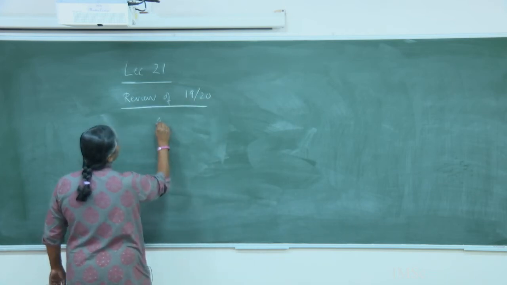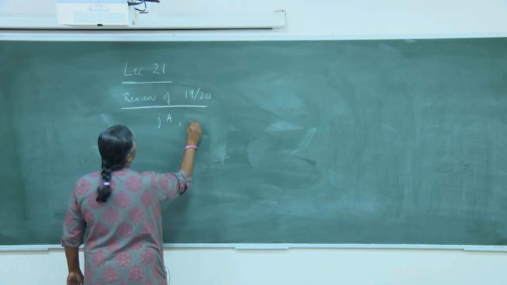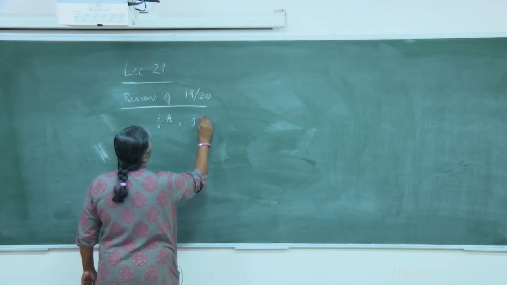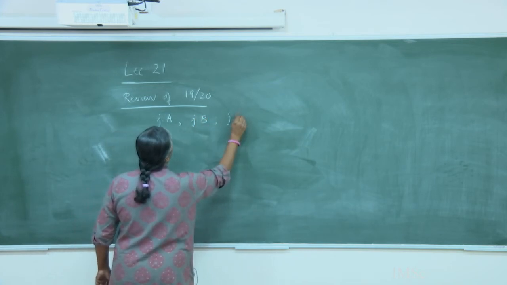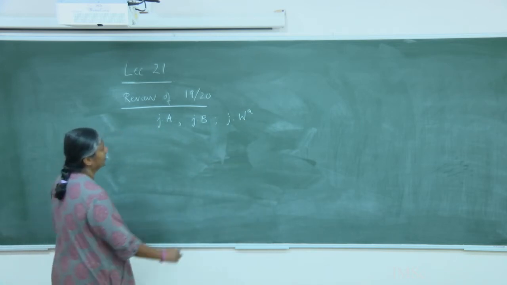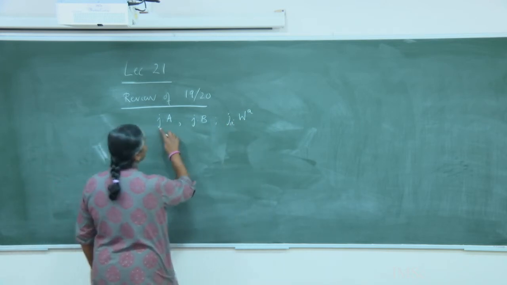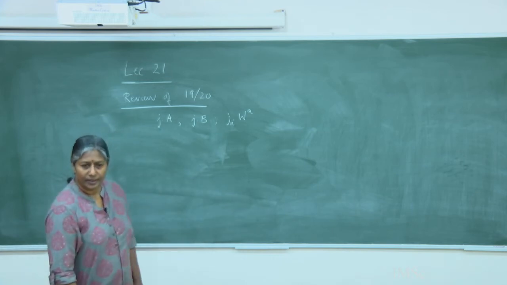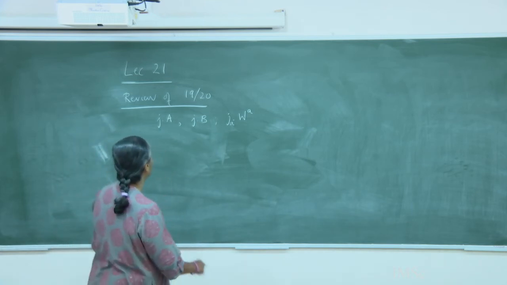So, what you want to do is to write a J dot A interaction or a J dot B interaction or a J dot WA interaction. This is what we have done, right? And in each case, we have identified what the J's are, right? And we get the J. So, how do we get the J?